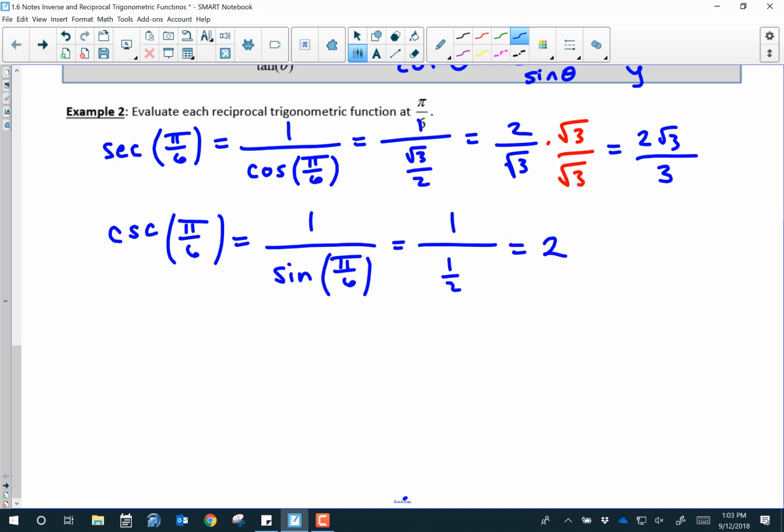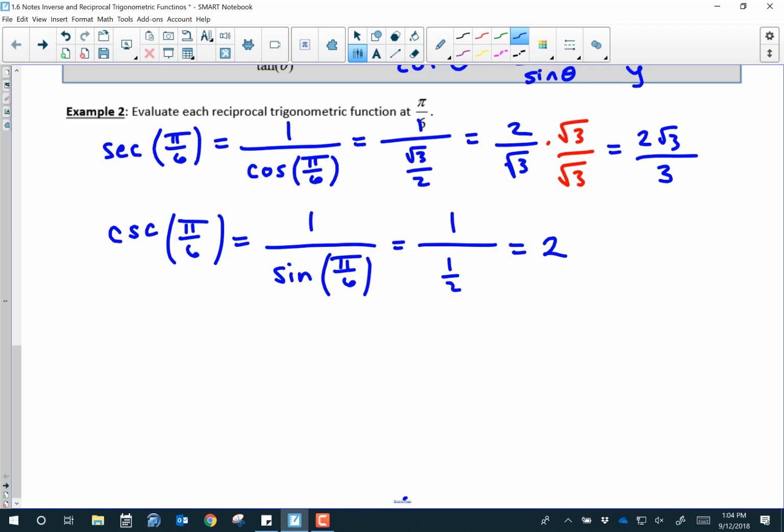What I do in my head is I say, okay, I want the cosecant of pi over 6. So I think in my head, that means I want the reciprocal of the sine of pi over 6. Sine of pi over 6 is 1/2, reciprocal, 2. That's kind of what I do in my head. You can write out as much work as you need to, okay, but that's what I do in my head.